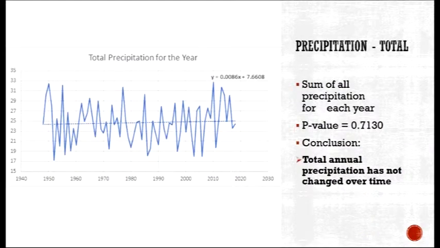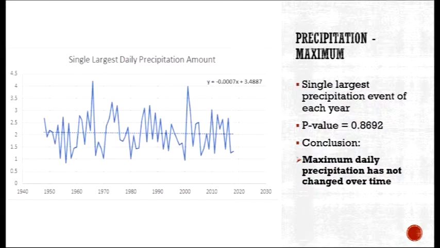The graph shows that the total annual precipitation has not changed over time. This graph shows the single largest daily precipitation amount, and the maximum daily precipitation number has not changed over time.